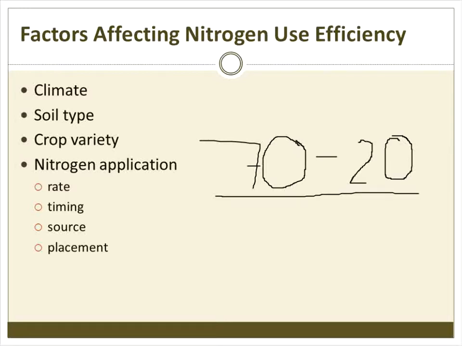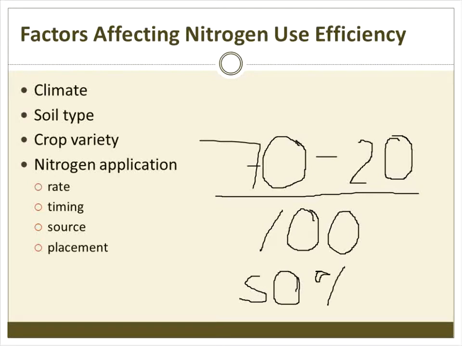Now we have put on 100 pounds of nitrogen for this crop. If you take 20 pounds from 70 pounds, you end up with 50. That's divided by 100. And you find that your nitrogen use efficiency is 50%. This is a pretty good number. I would say that most trials that do nitrogen use efficiency see around 50% nitrogen use efficiency.